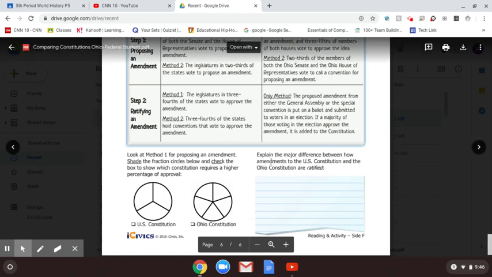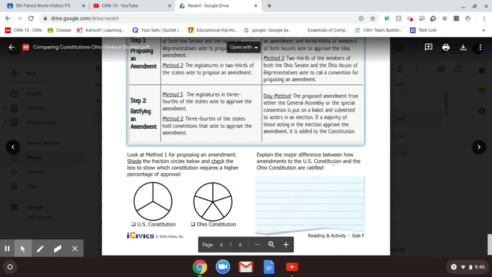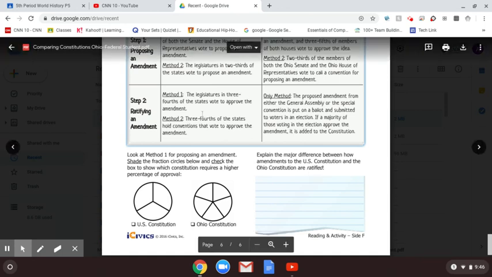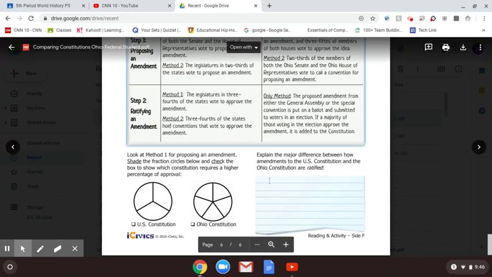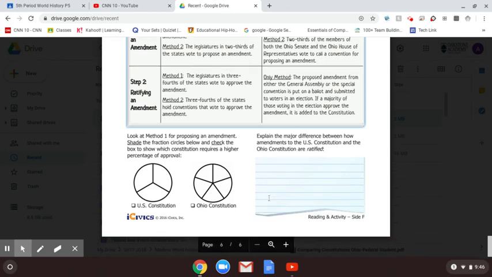And then the very last one, explain the major differences between how amendments to the U.S. Constitution and the Ohio Constitution are ratified. So between this part and this part, the U.S. Constitution and the Ohio Constitution, what is the main difference in them here? And then write that in there. And you guys are all done.